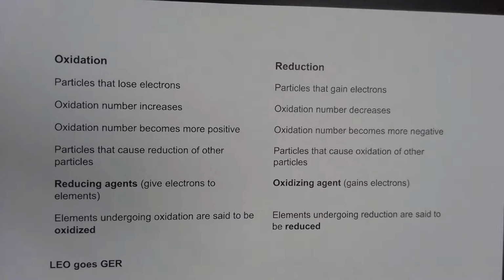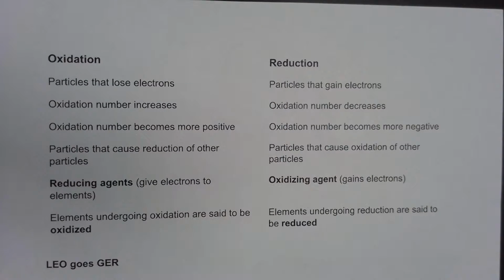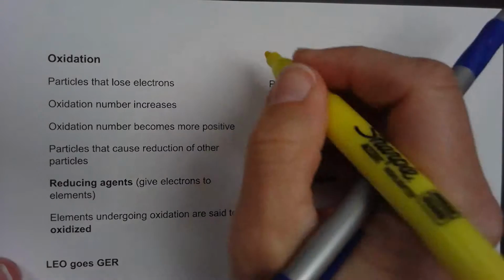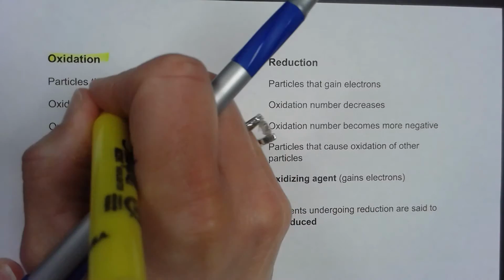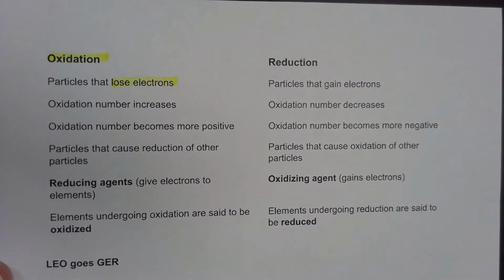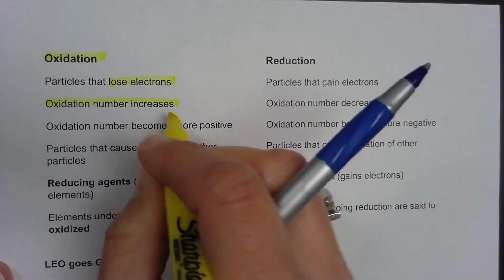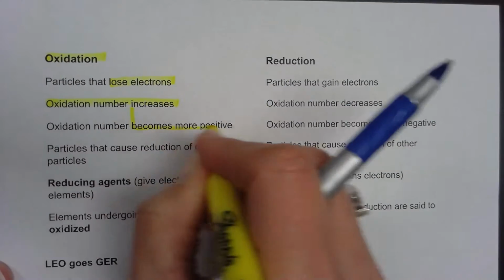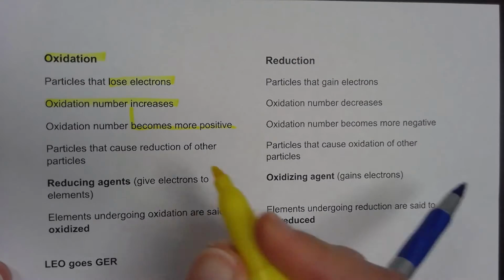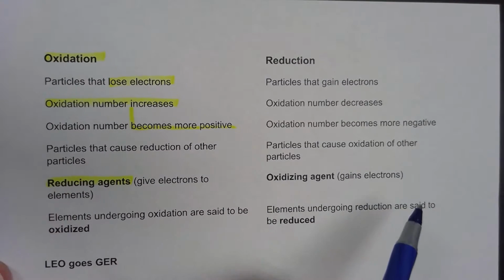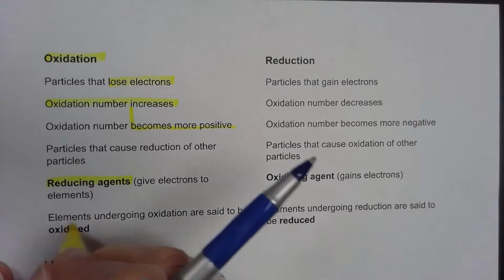Now continuing with this, we have oxidation and reduction. There's a few things that we need to know about this because we need to be able to tell them apart. So oxidation, particles lose electrons. Okay, our oxidation number increases or becomes more positive. It is a reducing agent, and the elements are said to be oxidized.